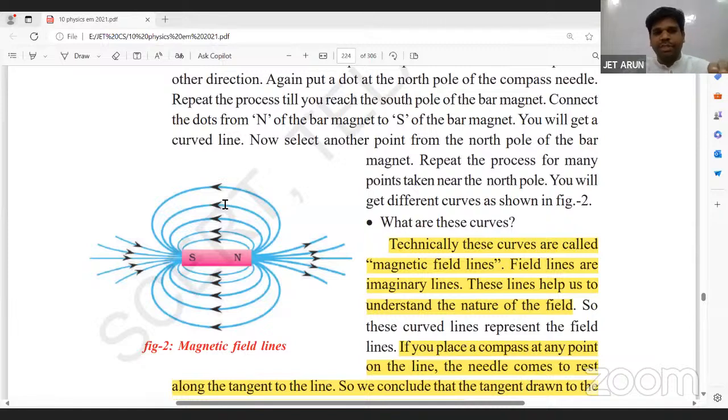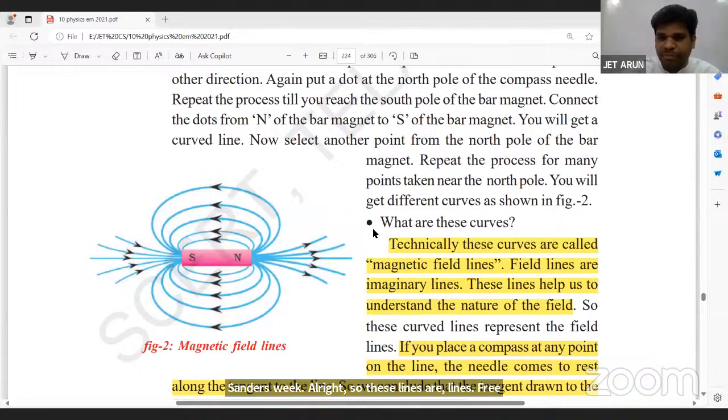If the field lines are closer, the strength is more. If the field lines are far apart, the strength is less. That's a qualitative conclusion, students. It is not a mathematical conclusion, but a qualitative reasoning based conclusion: near the poles, where field lines are closer, strength is more. Away from the poles, for example on the equatorial line, where field lines are far apart, strength is weak. All right, so these lines are called magnetic field lines. Field lines are imaginary lines, students. These lines help us understand the nature of the field.